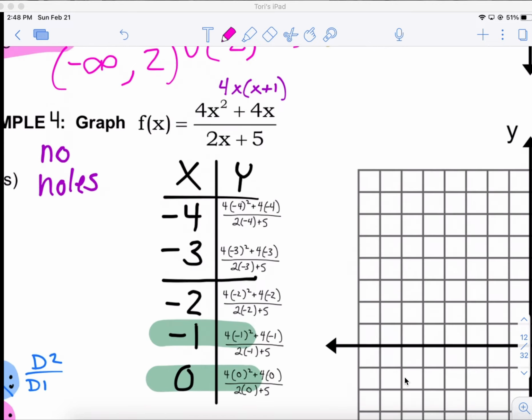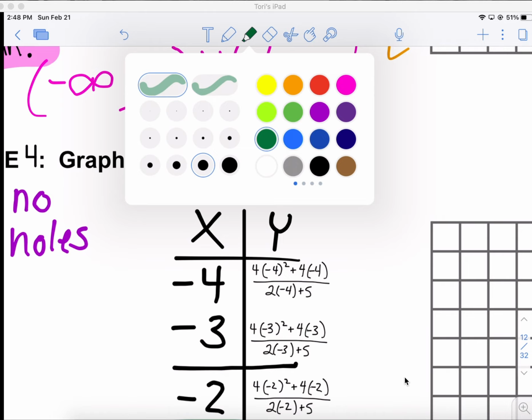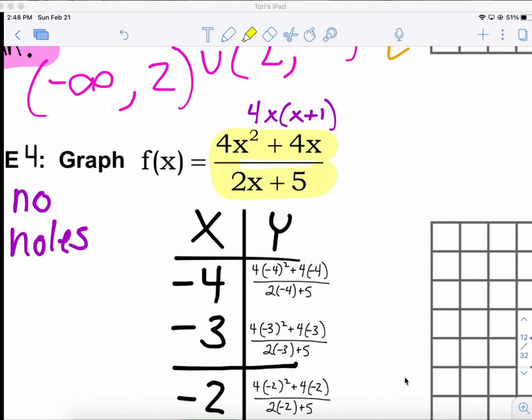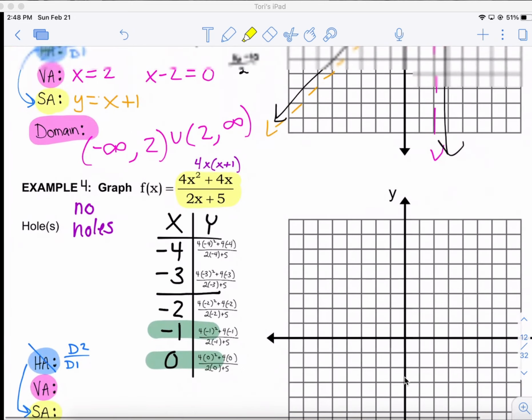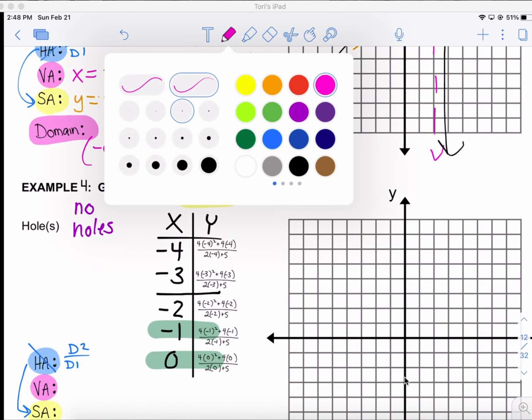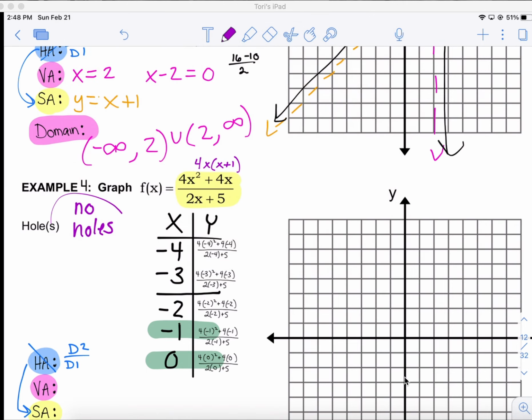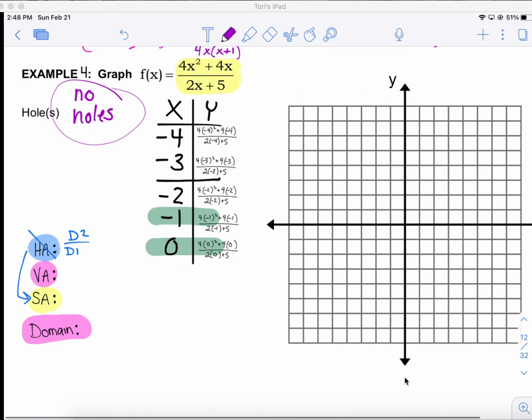Great. Okay, so I started by looking at my original equation. I factored out the top, pulled out that GCF of 4x. I'm left with an x plus 1. On the bottom, there's nothing to factor. So in this case, I have nothing to cancel, which means there are no holes. I have no discontinuity. The only thing I have are some asymptotes. Okay? All right, moving into checking those asymptotes.